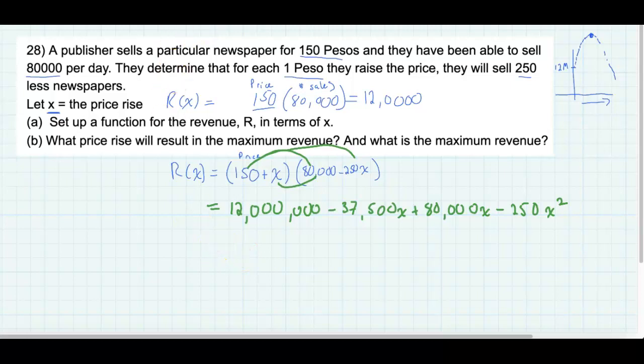So let's go ahead and collect the like terms. We only have one x squared, so negative 250x squared. And it makes sense that it's a negative a value because this was the model that I dreamed up over here. Then we combine: minus 80,000, so this is going to be plus 42,500x, and then plus 12 million.